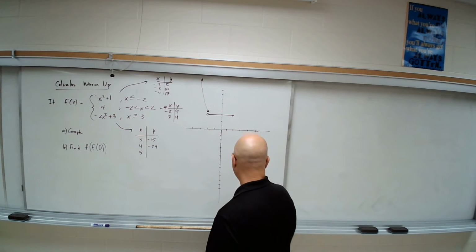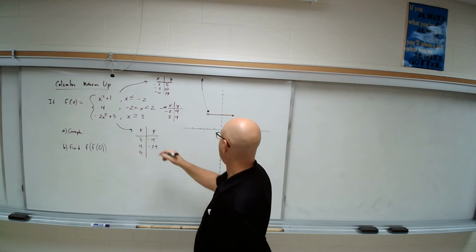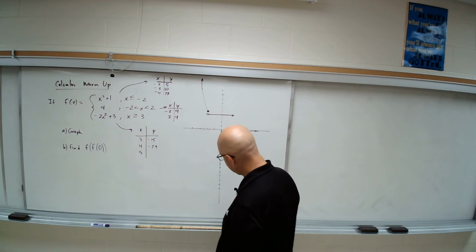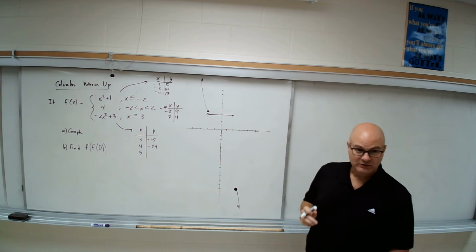So -3, or 3, -15, it'd be here. Now that was a closed circle, and that's going to go down to there, like that. Closed. So that's what that'll look like.